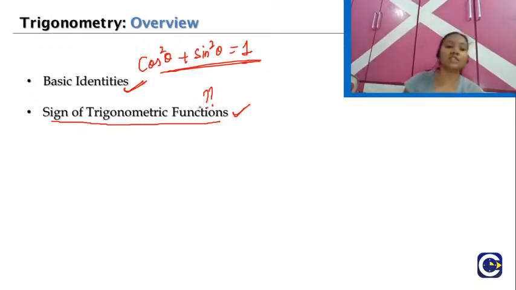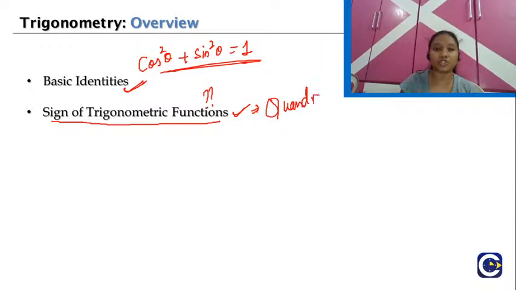So now what does this sign of trigonometric function state? What is this actually? If you have gone through my previous sessions, you might already know it. What is this sign of trigonometric functions? To keep it in simple words, I can even say it is the quadrant system of trigonometric ratios.